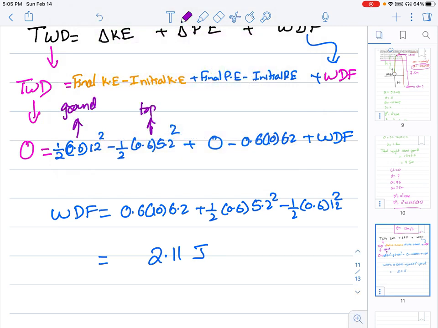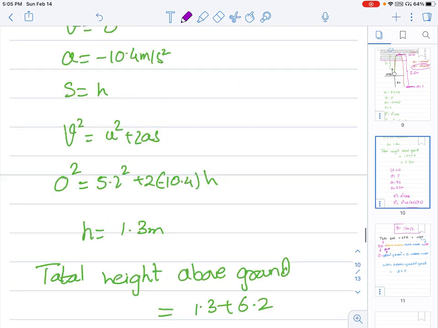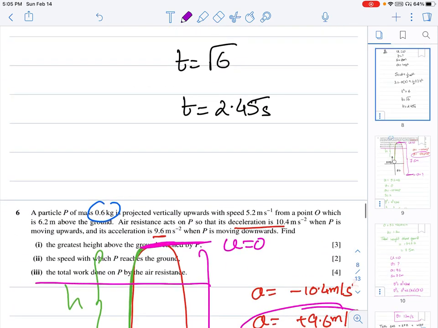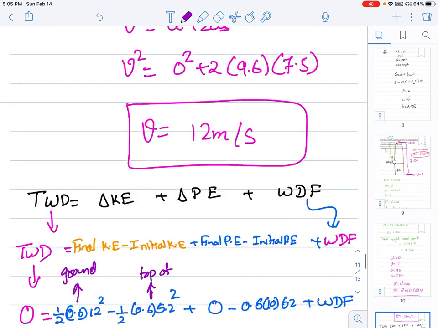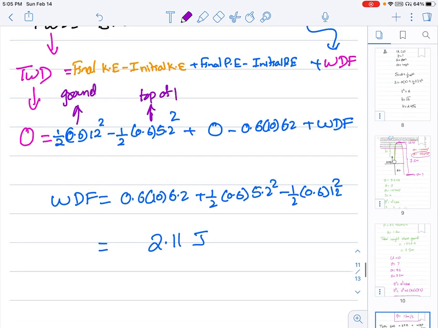the top of the pole. Final potential energy is at the ground, which is 0, and at the top of the pole is the initial potential energy, and work done against friction has to be found out.